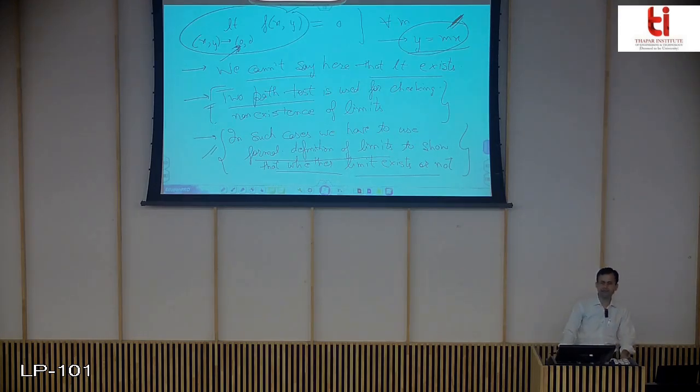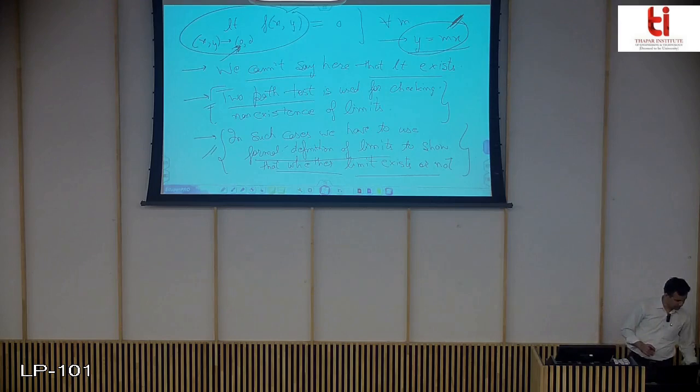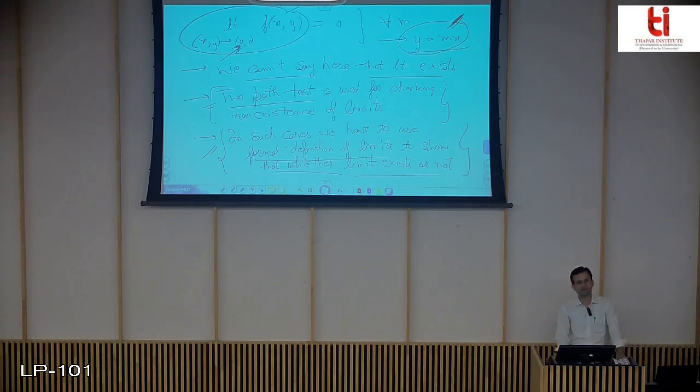There is another technique, where we convert Cartesian to polar coordinates and then check the existence of limits, but again in those cases also we have to use the formal definition of limit. So this is about the concept of the two-path test, where it fails and how we can use it to find the non-existence of limits.